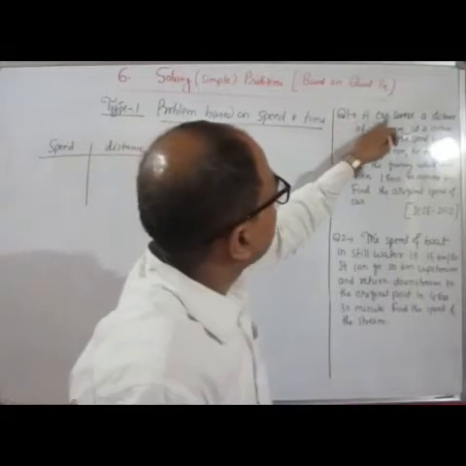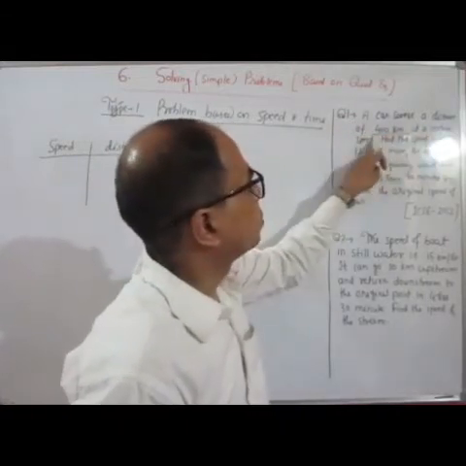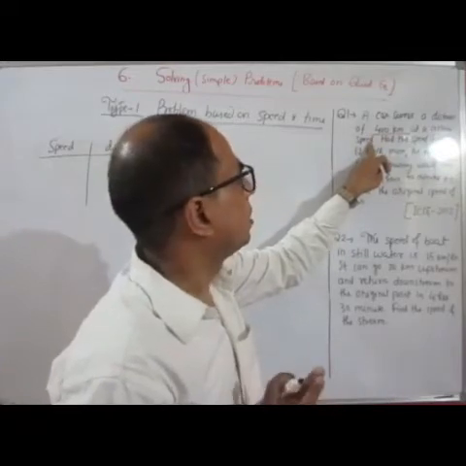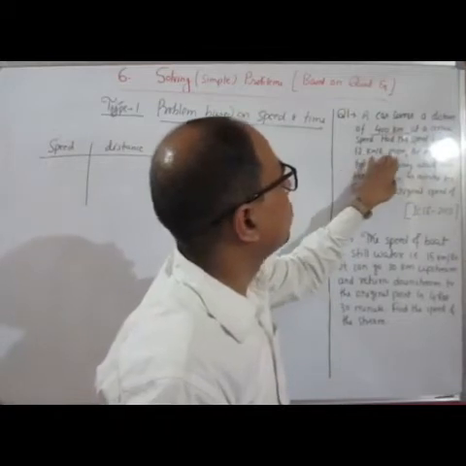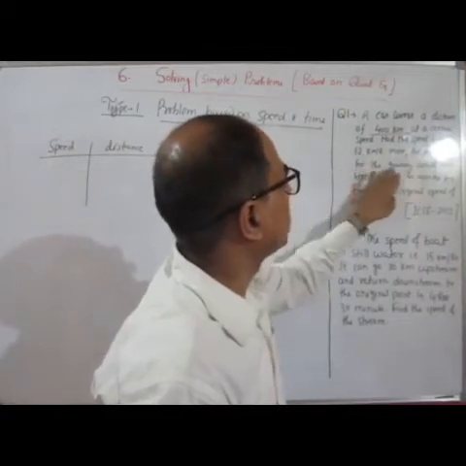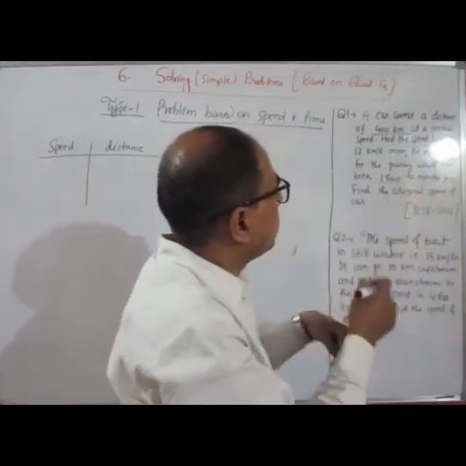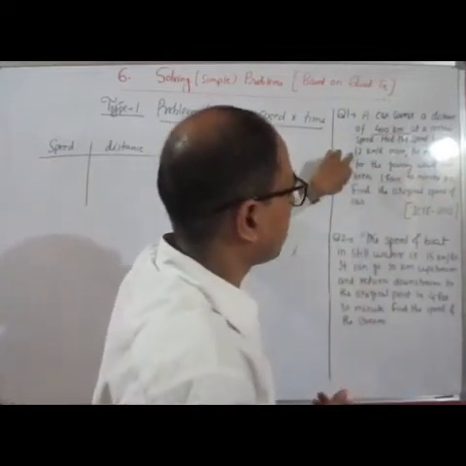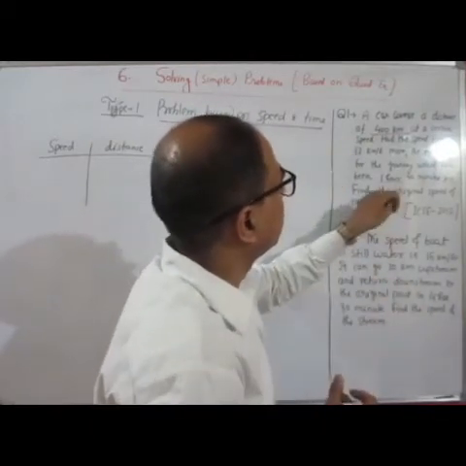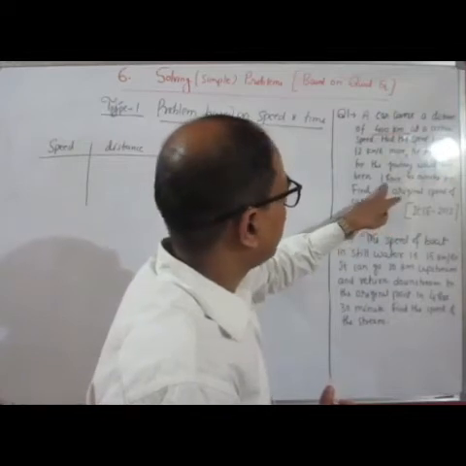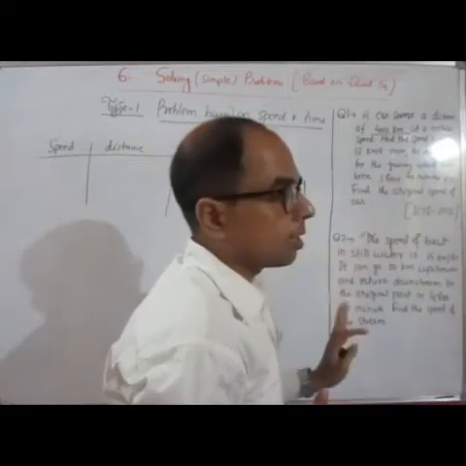Now, a car covers a distance of 400 km at a certain speed. So we do not know the original speed of the car. Had the speed been 12 km per hour more, the time taken for the journey would have been 1 hour 40 minutes less. So if the speed of the car is increased by 12 km per hour, then the time taken to cover the same distance will decrease by 1 hour 40 minutes. We have to find the original speed of the car.